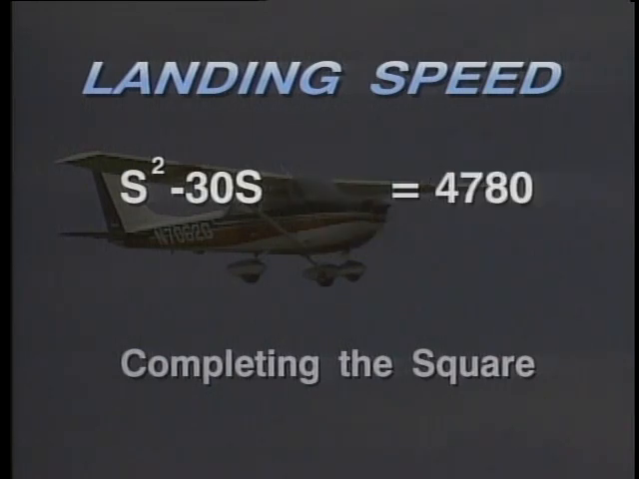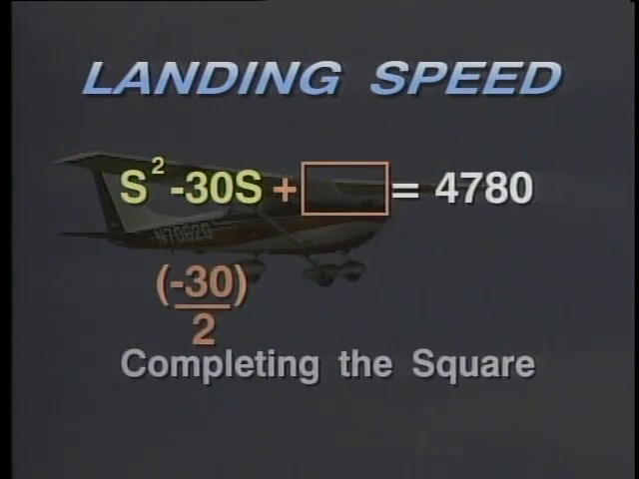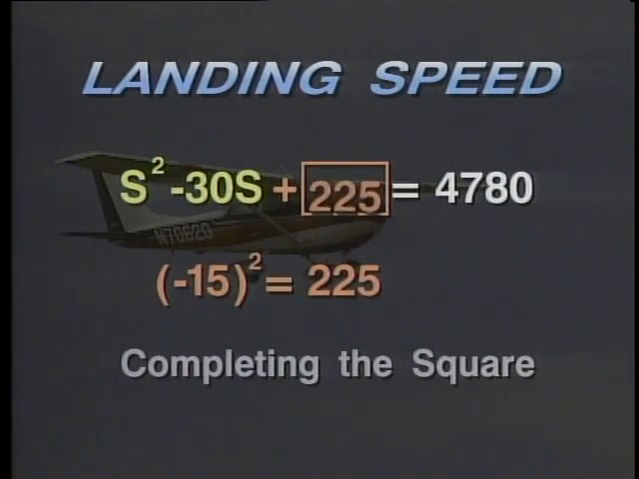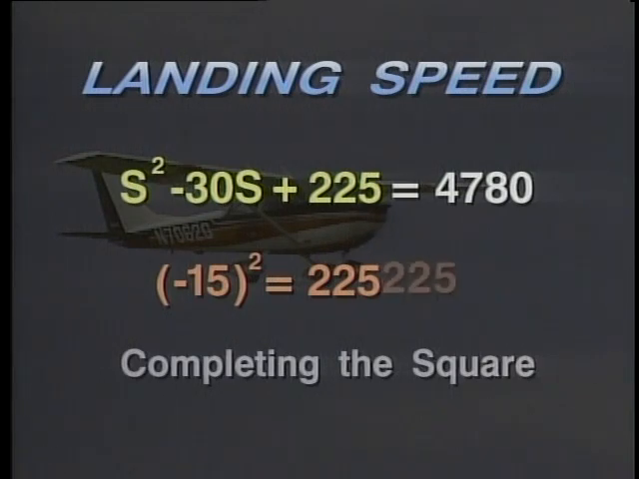This isolates the variable. Now we can think of these two terms as the first two terms of a perfect square trinomial. To get the third term, all we have to do is add the right number here. There's a handy rule that tells us the correct amount to add. We find the coefficient of the middle or linear term, here it's negative 30, take 1/2, which is negative 15, and square it and get 225. Adding 225 here makes this a perfect square. And if we add 225 to one side, we need to add 225 to this side, which makes this 5005.